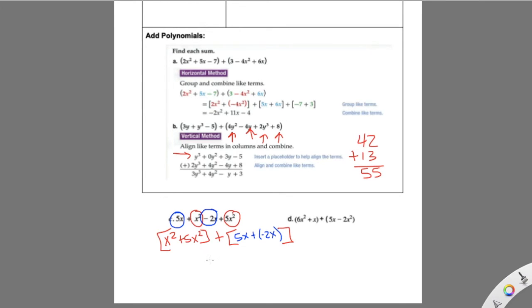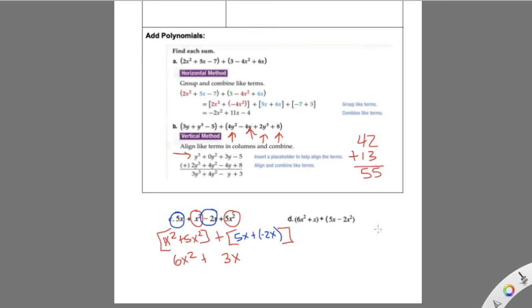All right, so now we're going to start working these out. So remember, this is a 1x plus 5x squared. They're like terms, so I can go ahead and add them together. Get 6x squared plus, now I have 5x plus negative 2x, so I'm going to subtract. It's 5 minus 2. I get 3. And because 5 is bigger than 2 and it's positive, it's going to be a positive 3. So there we go. I've combined them horizontally. So, going across left to right.